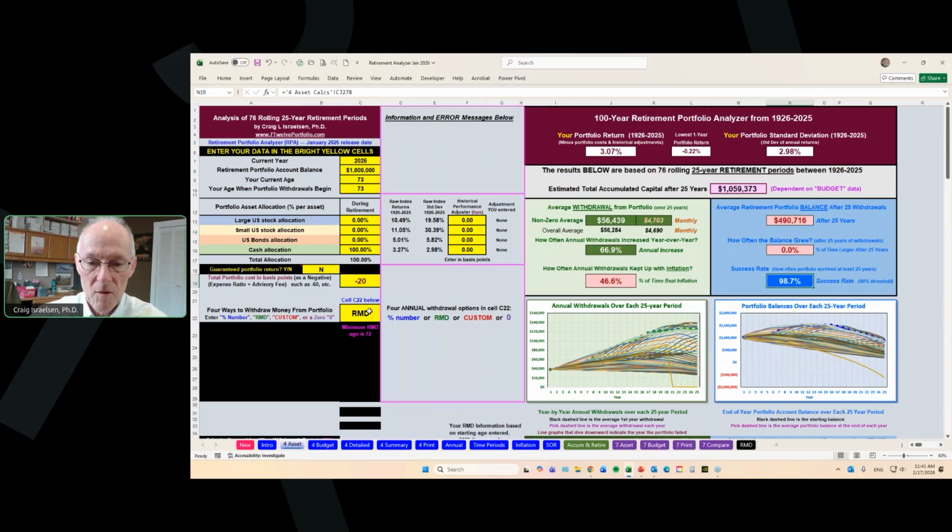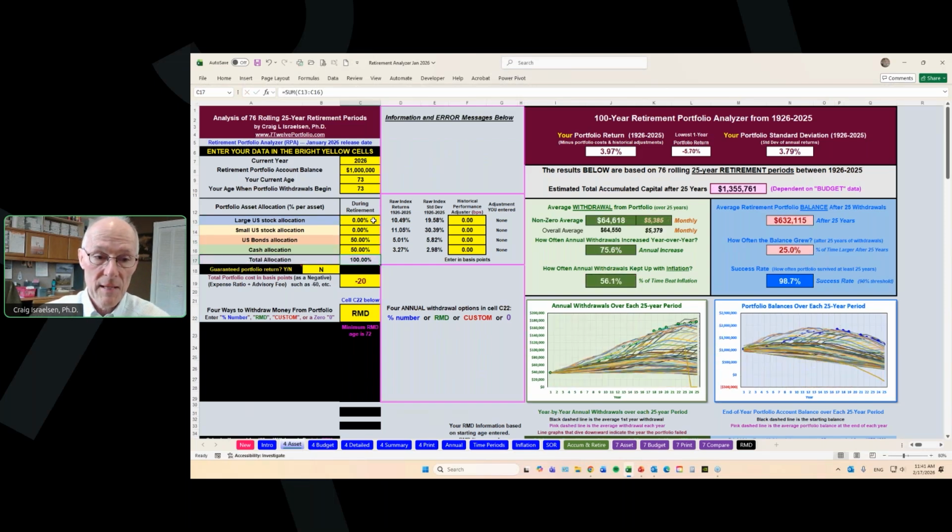Why? Not because of the RMD, but because of the asset allocation. So a person might say, well, then I'll do 50 bonds, 50 cash. Okay, well, that's a little better. So our average balance after 25 years went up to 632,000. 25% of the time, it was larger after 25 years. The average withdrawal increased a little bit. We kept up with inflation a little bit better. And our withdrawals increased year over year, roughly 3/4 of the time. Okay, that's an improvement. We still have a very conservative portfolio that averaged about a 4% return with about a 4% standard deviation.